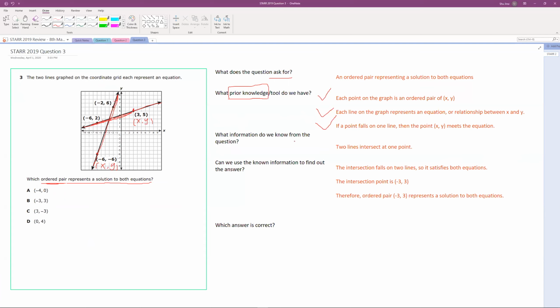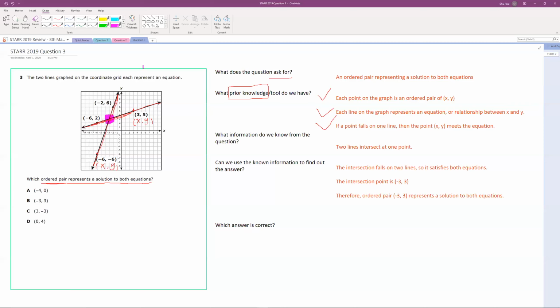Next, what information do we know from the question? Well, look at this graph. We see two lines, and we see that those two lines intersect at one point. There's one intersection. So that's what we know. Let's go ahead and use the known information to find out the answer. First, based on our prior knowledge, we know the intersection falls on both lines. It satisfies both equations.